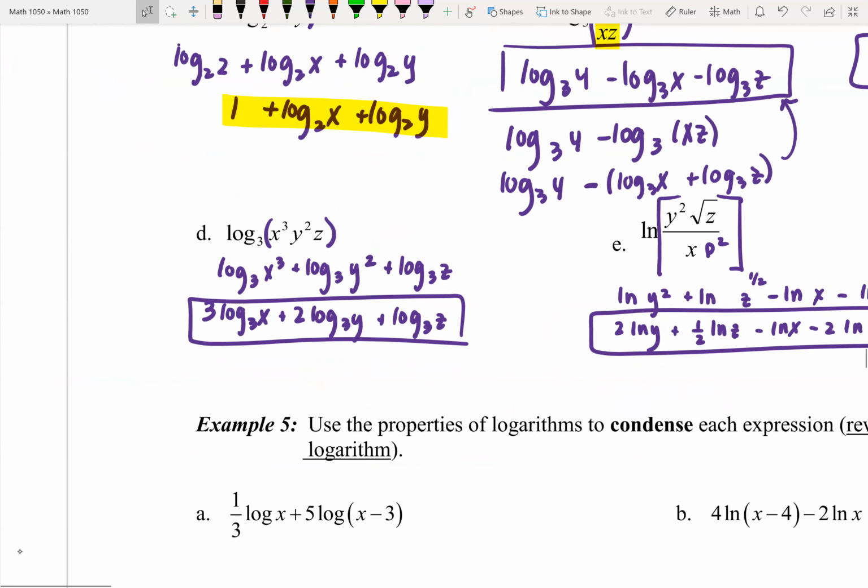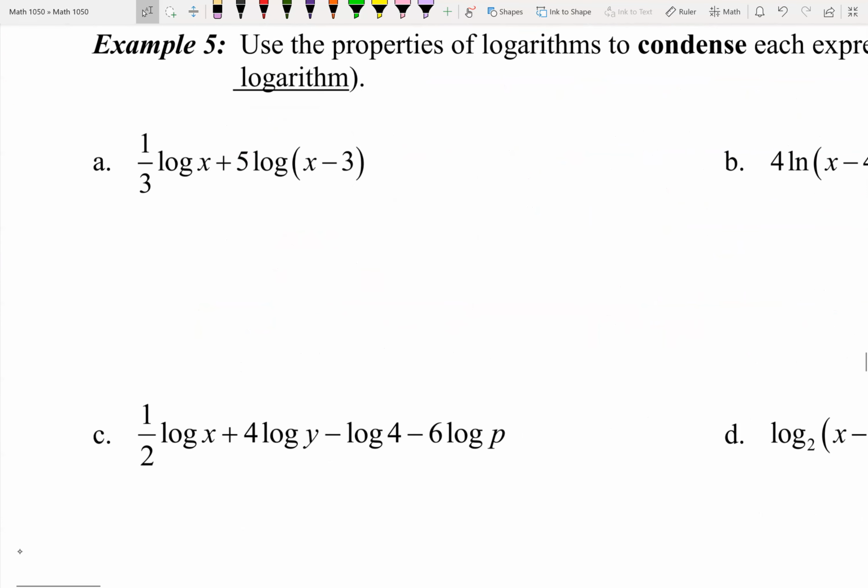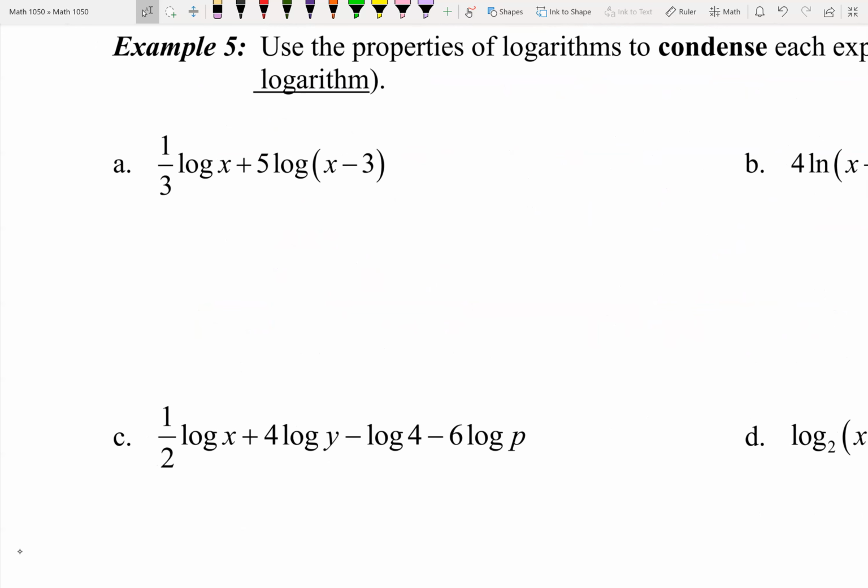Okay, now we're going the other way. Literally just as easy, the exact opposite. So think of what the last thing I did on the previous problem. That's going to be the first thing that I do here.